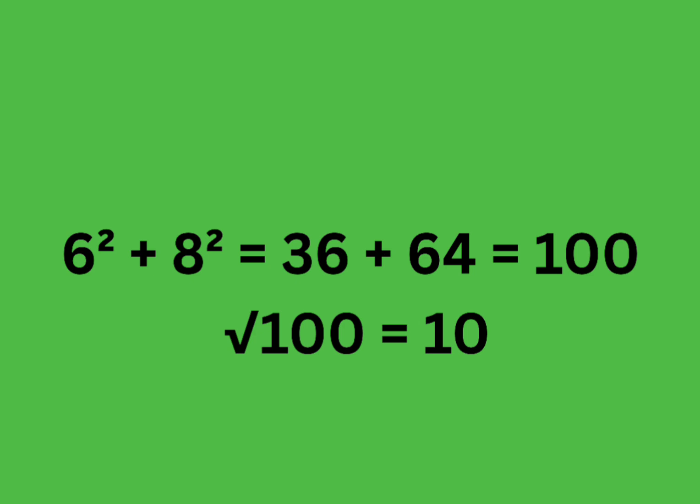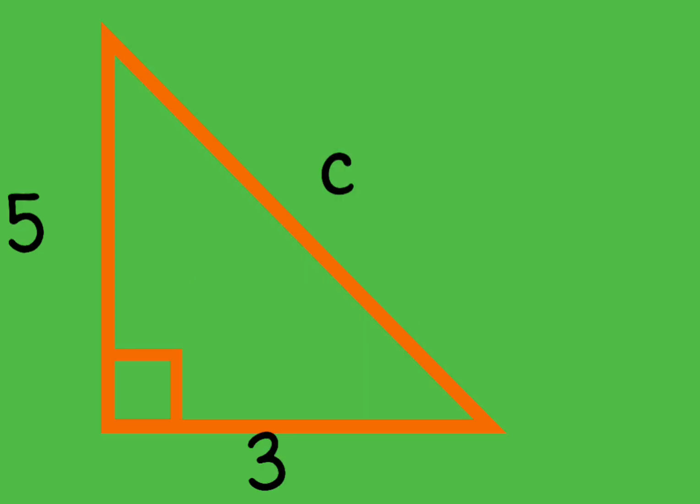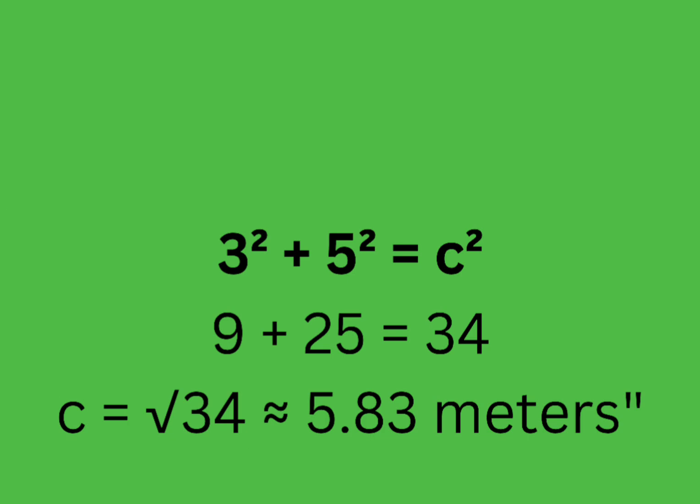Now try this. A ladder is leaning against a wall. The base is 3 meters from the wall, and the ladder reaches 5 meters high. How long is the ladder? This time, the hypotenuse is the ladder. Let's use the formula: 3 squared plus 5 squared equals c squared. 9 plus 25 is equal to 34. c equals the square root of 34, which is almost equal to 5.83 meters.